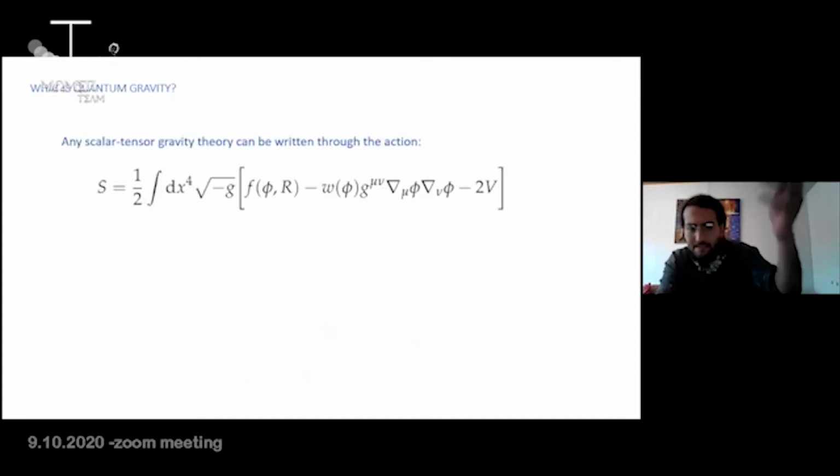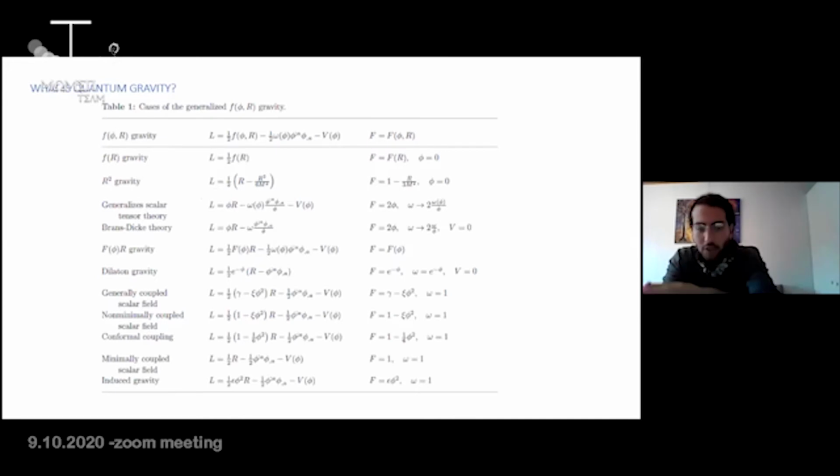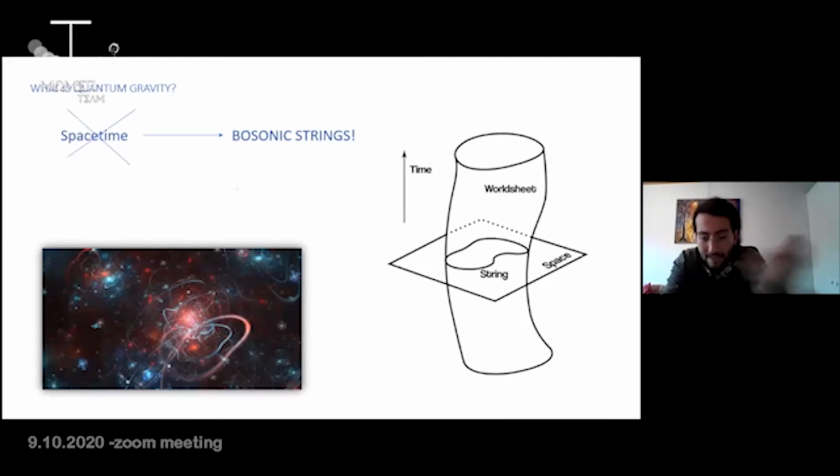And if you go even more general, I'm not going to go too deep into this, you get so many models. These are all models of spacetime gravity, let's say extensions of Einstein's gravity. But as I said here, if you don't like spacetime, you can abandon Einstein's theory.